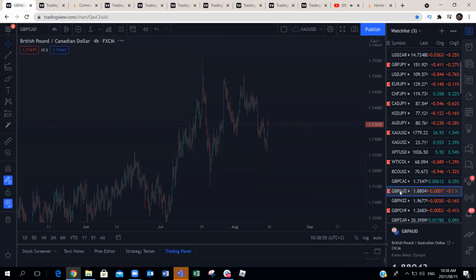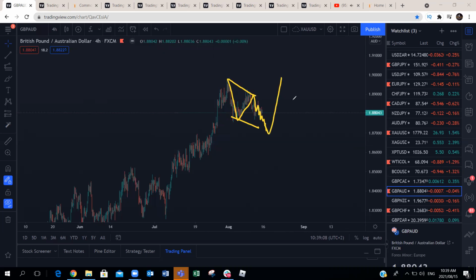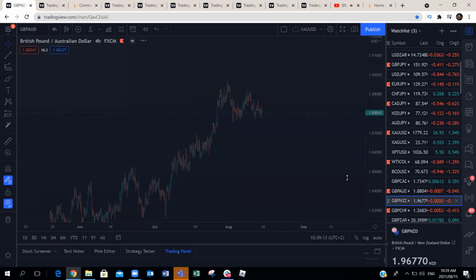Pound Aussie. Pound Aussie is still making this 3-wave corrective structure here. We're still looking for this to push a little bit lower here, but Pound Aussie is still pretty much bullish. When this is done, we should still see more upside. That is Pound Aussie. Pound New Zealand.